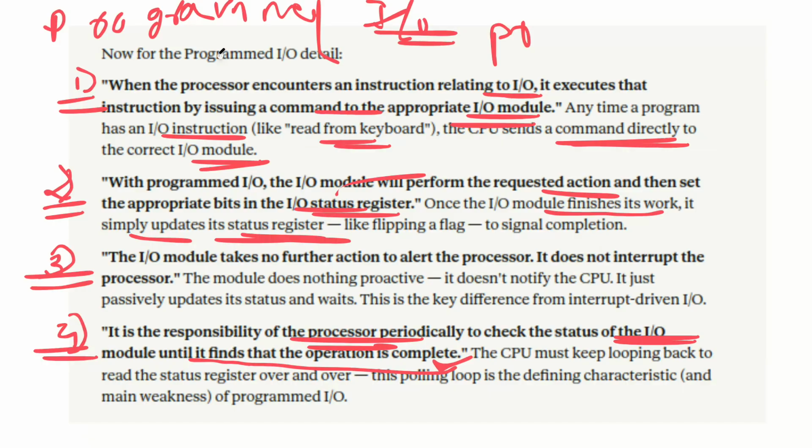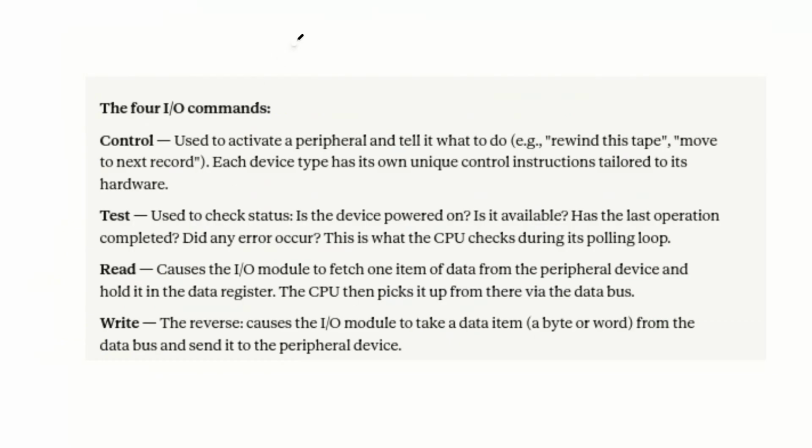First, the processor would encounter an instruction which has IO in it. So it has to execute that instruction. It will send that command to the IO module. The IO module would execute that command, and when it is finished, it will set the appropriate bits in our status register. But the IO module just does that only. It does not alert the processor. So it is the responsibility of the processor to check this IO module periodically and see if the operation has been completed or not. Until it finds the operation completed, it has to check the status of the IO module periodically.